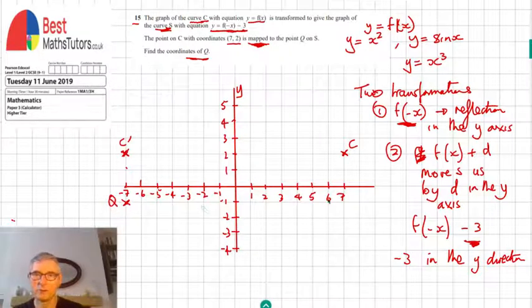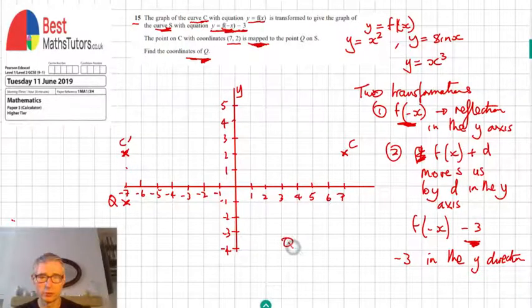Just to reiterate what we've done, we can do this in 2 steps. We've done the reflection in the y-axis, and then the minus 3 has told us to move this point down by 3 squares to give us point Q. What we're asked to do is give the coordinates of Q. So it's not enough just to draw it on the graph here. We actually need to say what the coordinates are.